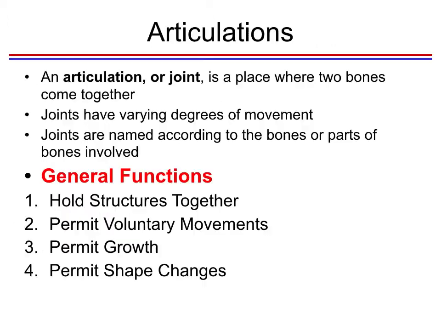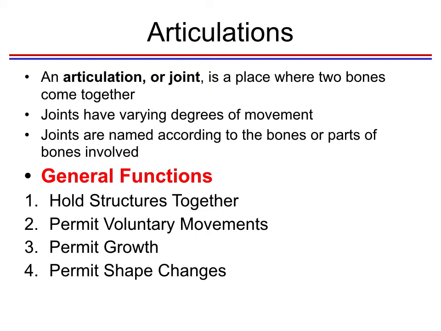So what is a joint? A joint is an articulation or a place where two bones come together. They have varying degrees of movement and they're named according to the bony parts or where the bones come together. Their general function is that a joint is going to hold the structures together, and so it forms a structure in some cases. They permit voluntary motion, and they, in some ways, determine the type of motion that's present. They also permit growth and shape changes.